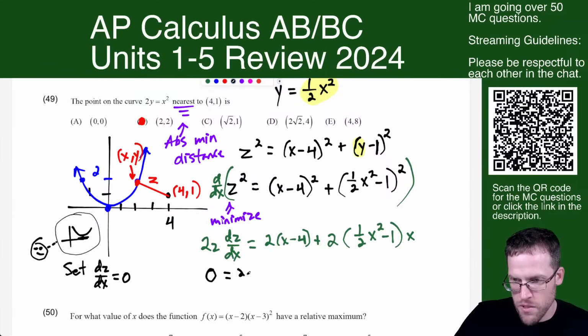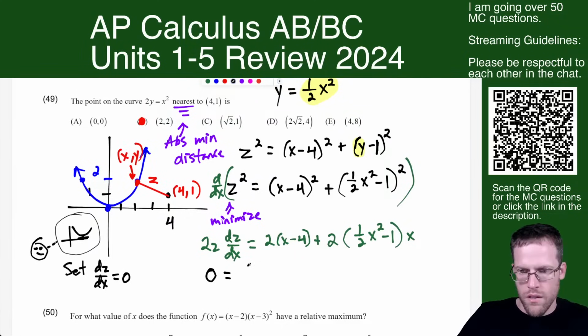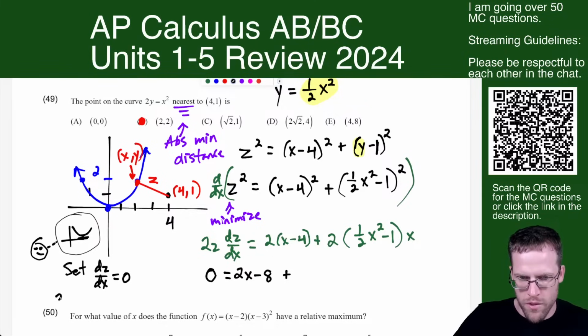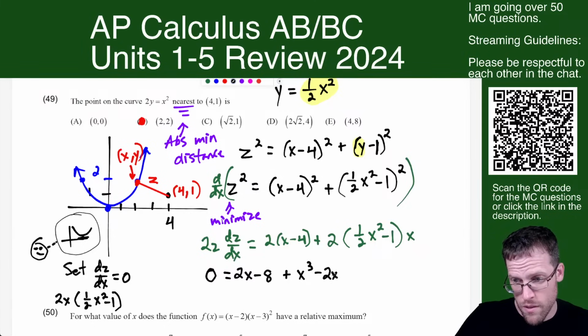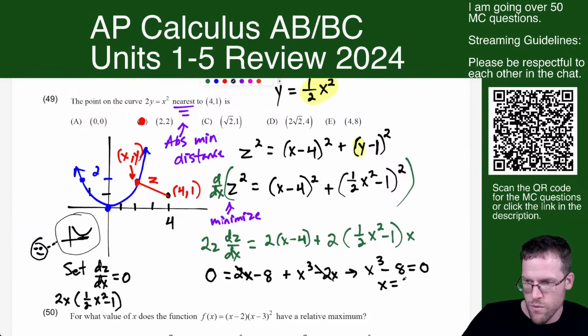Now the right side is going to be 2x minus 8. I'm just distributing. And now this, I'm distributing 2x times a half x squared minus 1. And that's going to give me 2x times a half x squared is x to the third, and then I get minus 2x. So now watch, 2x minus 2x is gone. And I get x to the third minus 8 equals 0. Now plus 8 and cube root tells you x equals 2.